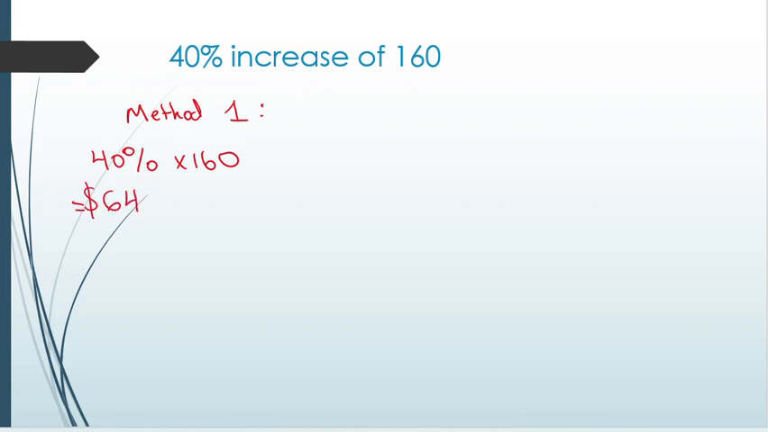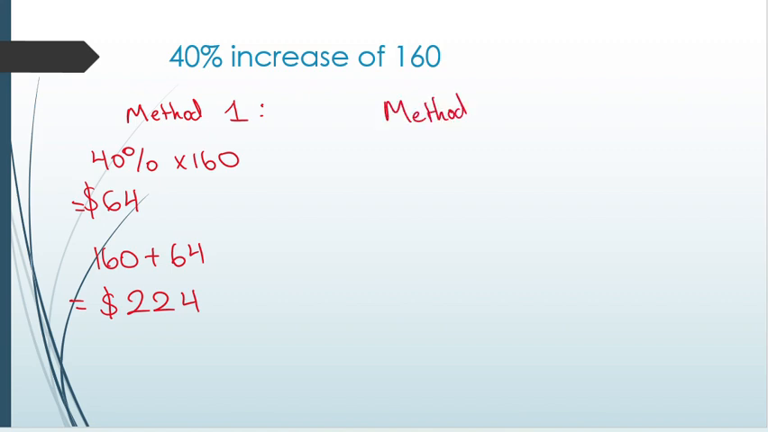So I'll just do money here. 40% of 160 is $64. Now what we do afterwards is we add this to our original amount of 160. This would end up being $224, like so.